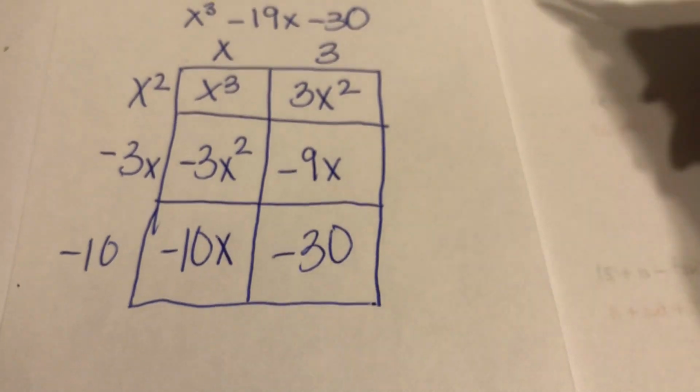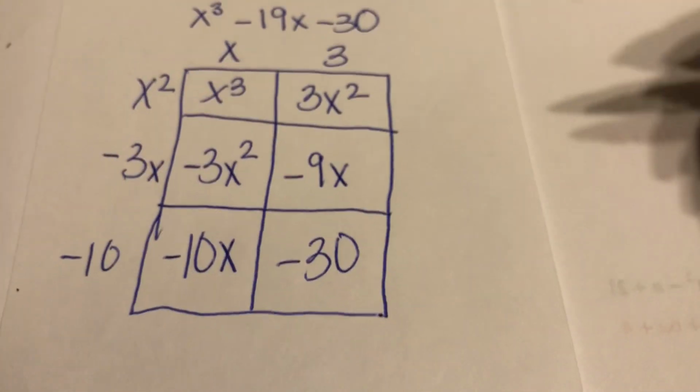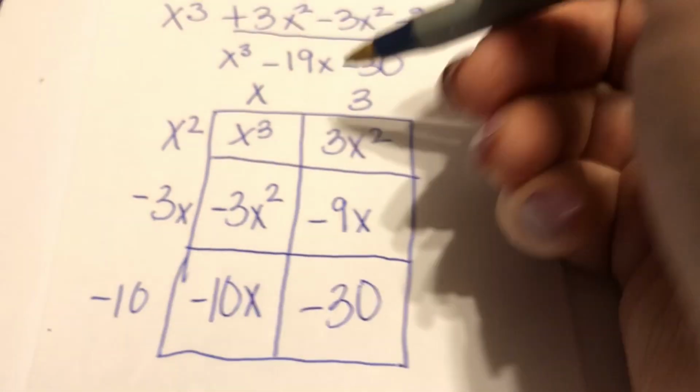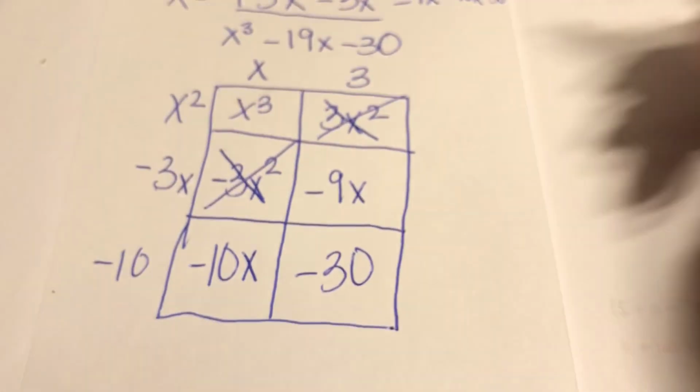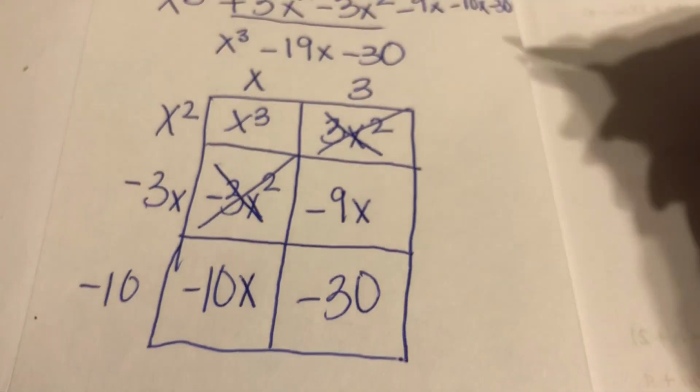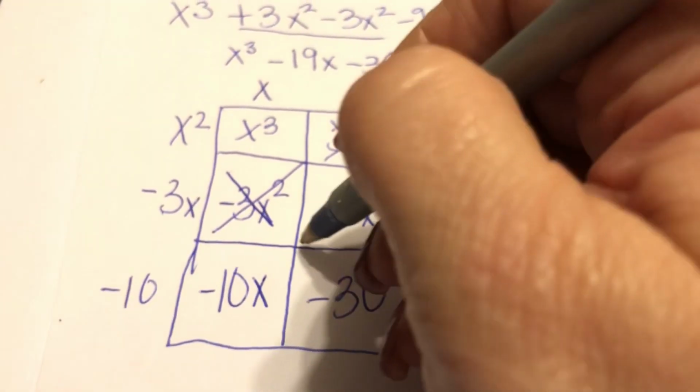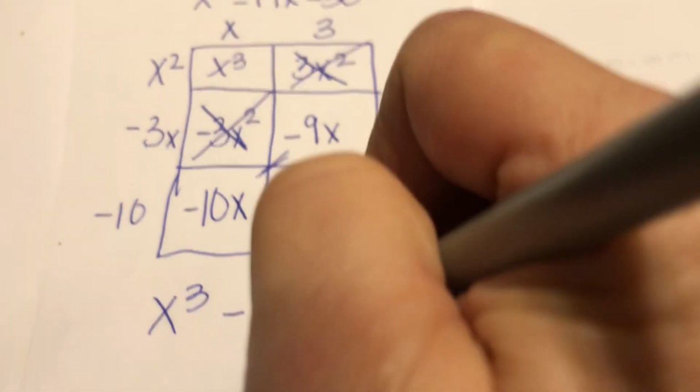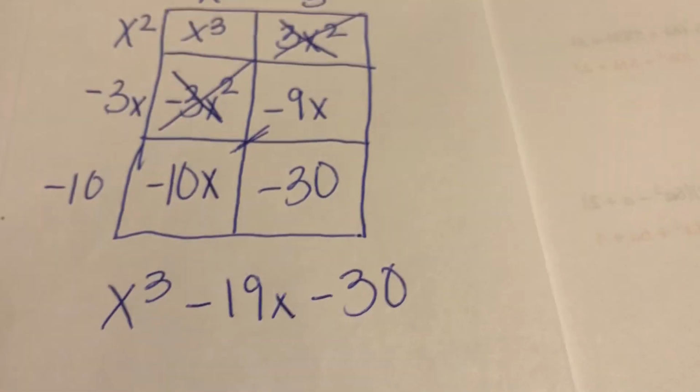And so then I look at those and I see that I can cancel these two because they're opposites, they're inverses. And then I can combine these two right here. So I'm going to have x cubed minus 19x minus 30, which is exactly what I had before.